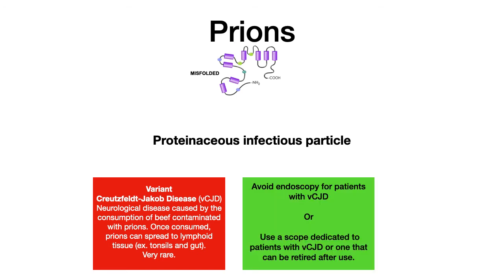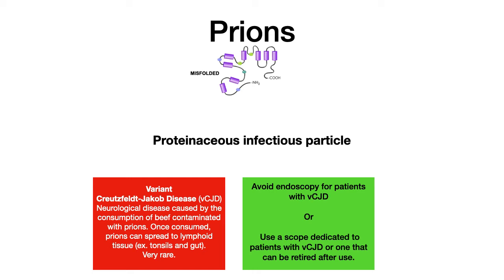So if you see somebody who has a variant of Creutzfeldt-Jakob disease, you should avoid endoscopy in those patients as far as possible. But if you need to, use a scope that is dedicated to patients with this disease, or one that has been retired after use, and do not mix that endoscope with the rest of the endoscopes. So keep that scope as a dedicated scope for patients with this type of infection.